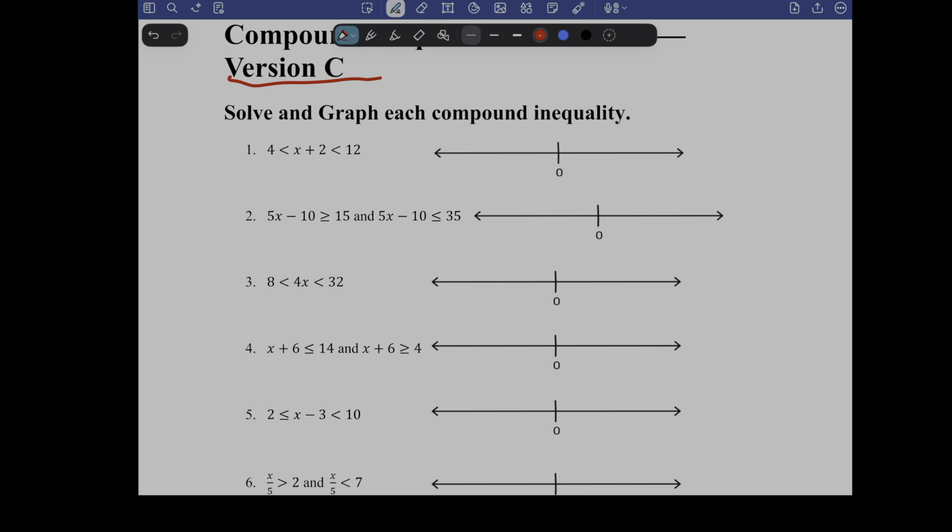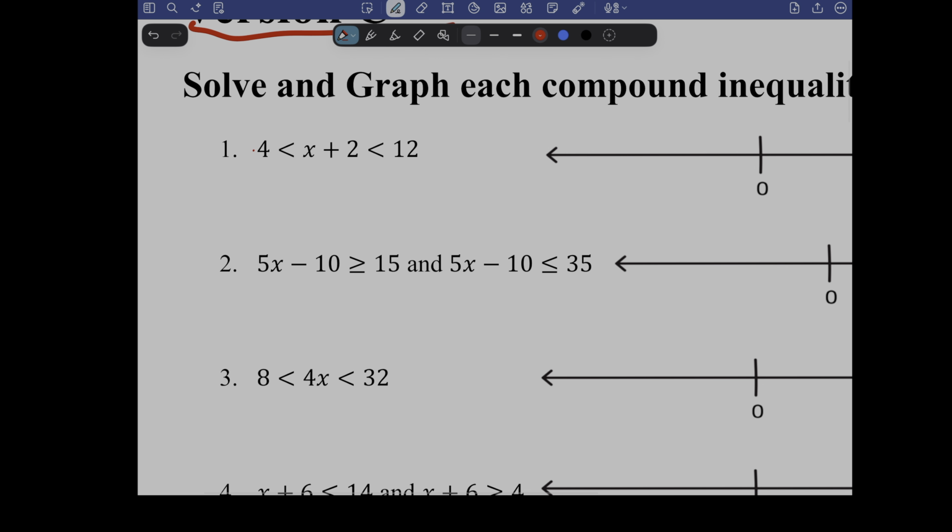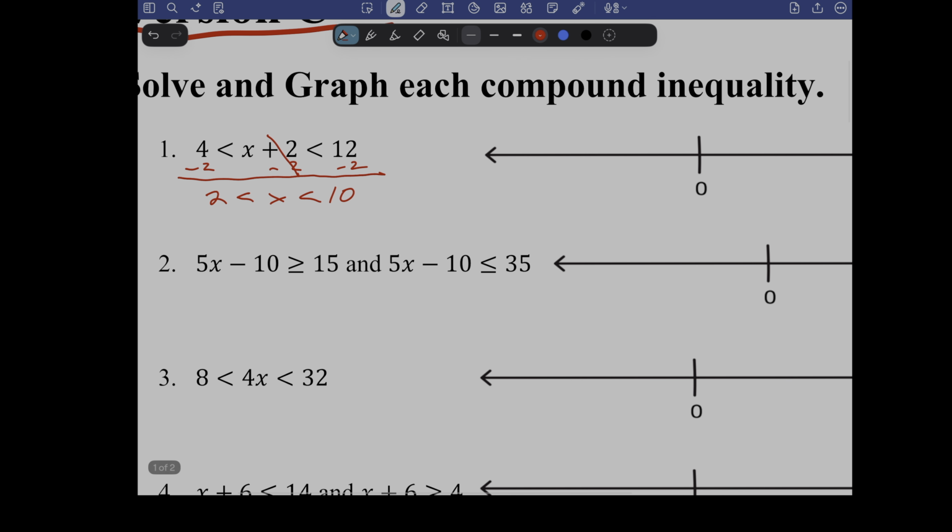All right, let's start with number one. So, what if I were to cross this thing out right here? Well, you would just go minus 2. But if it's written like this, you really have three sides of an equation. So you want to do it to all three of them, okay? And once I do that, I'm going to get 2 is less than x, which is less than 10. When the x is in the middle of an equation with two less than signs, it means an in-betweener, and you'll see that a lot. So x is in between 2 and 10.